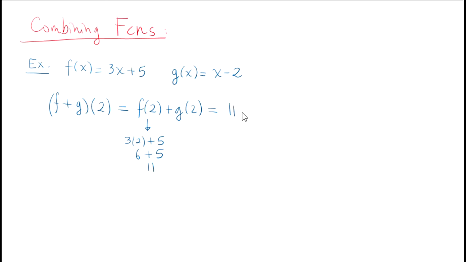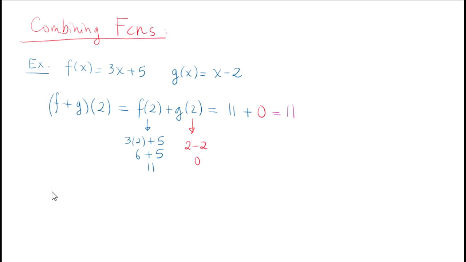So I have 11 plus, if you find g of 2, that's going to be 2 minus 2, which is 0. So it's going to be plus 0, and that's going to be the sum of those two, which is 11. So that's how you find the sum.